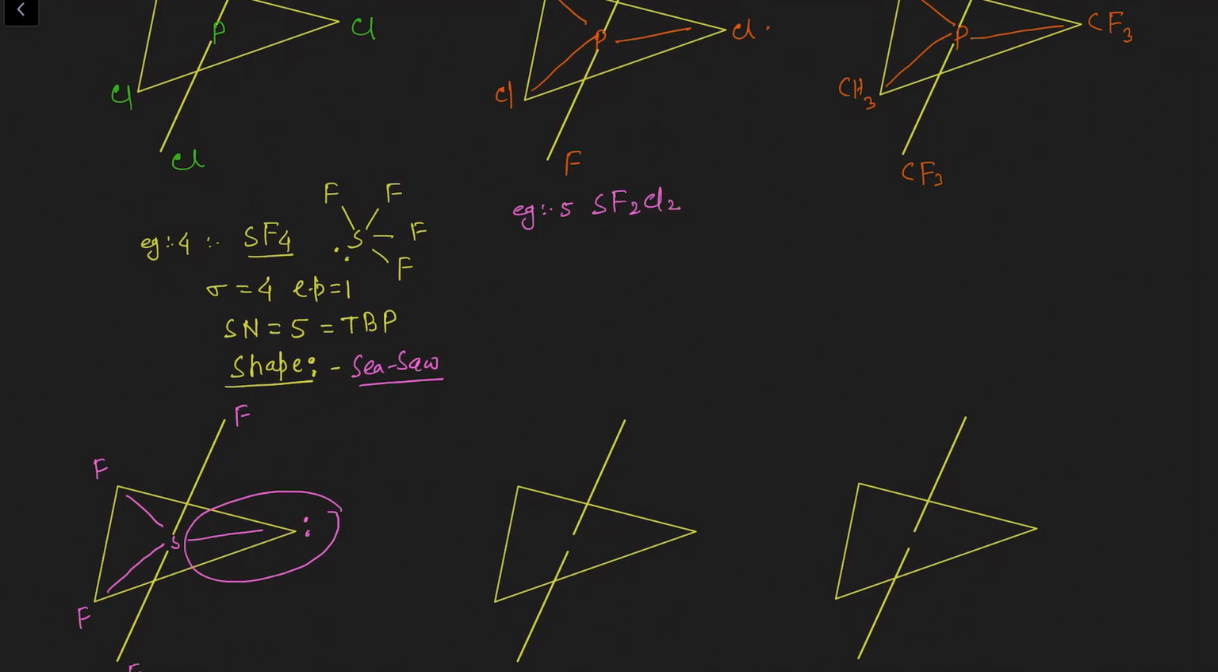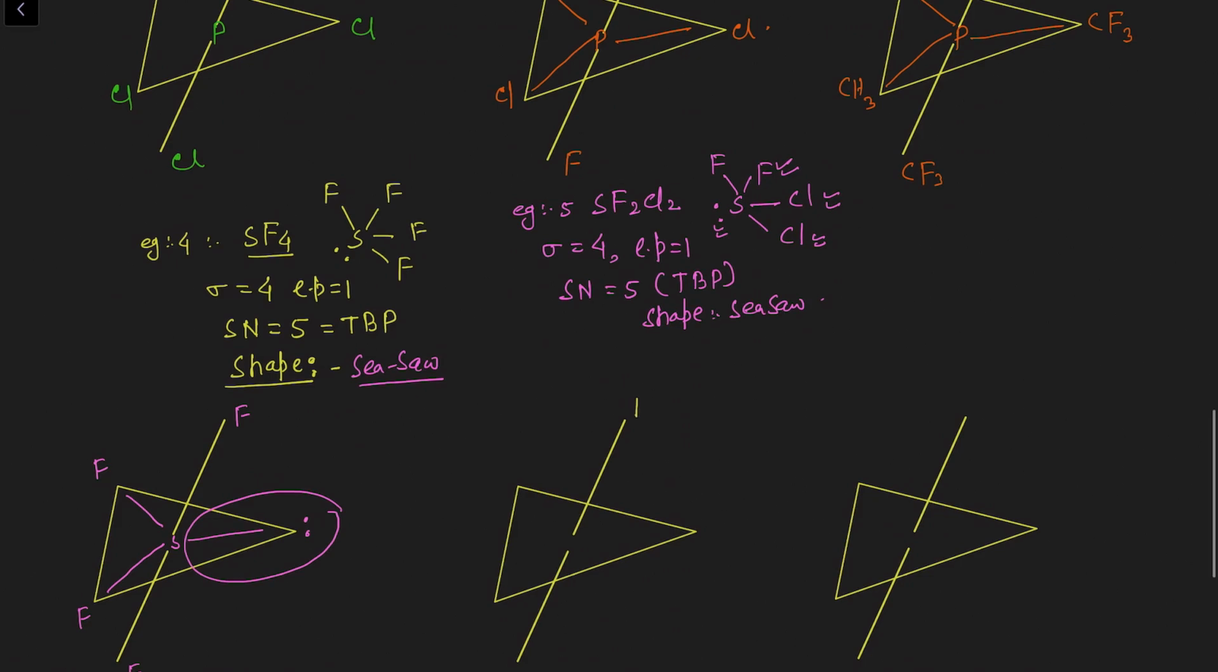Now draw the Lewis dot structure of this compound. This is SF2 and this is 2 chlorines bonded with sulfur. Again 1 lone pair of electrons. So again in this molecule the total number of sigma bonds is 4, and the lone pair of electrons is 1. So the steric number will be 5. The structure will be trigonal bipyramidal, but the shape will again be seesaw. Now the question is that this molecule has different electronegative atoms and a lone pair of electrons. So what is the correct geometry of this molecule?